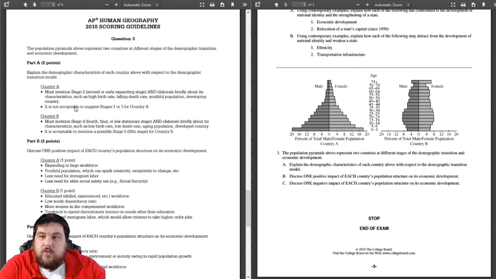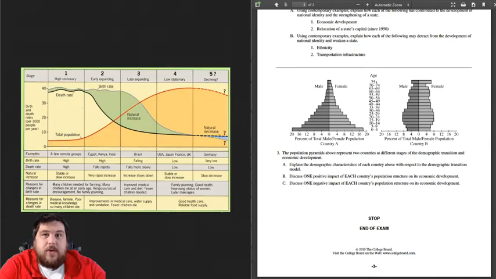So you have two countries, so you're going to have two parts of this answer. Country A. To get points, the student must mention stage 2, the second or early expanding stage, and elaborate briefly about its characteristics, such as high birth rate, falling death rate, youthful population, and that it's a developing country. It is not acceptable to suggest stages 1 or 3 for country A. Now remember, we don't have any more stage 1 countries. We have moved on past that. Almost all the world is in this stage 2.